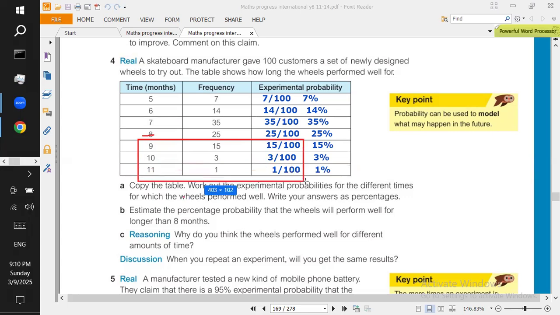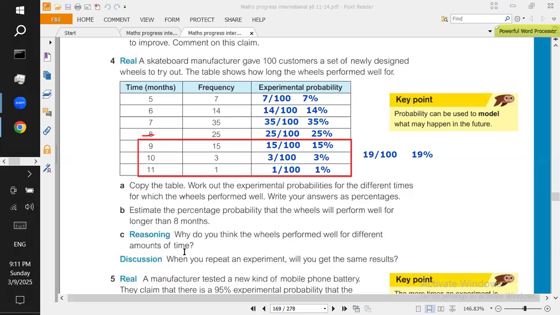So, we take the experimental probabilities and we add them together. So 15 plus 3 is going to be 18. 18 plus 1, okay, is going to be 19. So we say 19 over 100. And as a percentage, it's going to be 19%. And why did we say 19? Because we added these three together. We didn't count the 8 months because they said longer than 8 months. Now, why do you think the wheels performed well for different amounts of time?